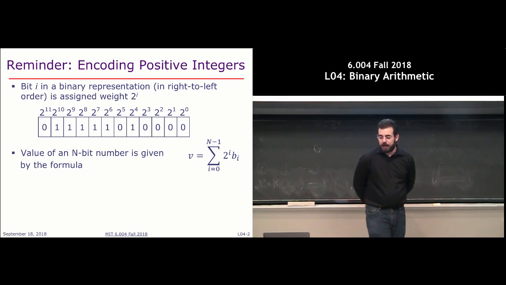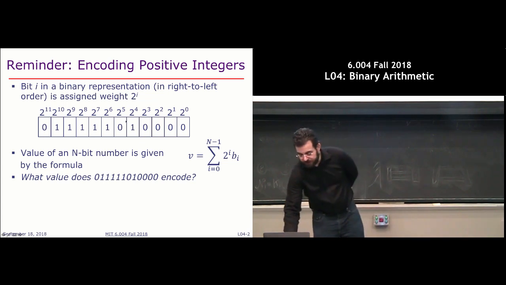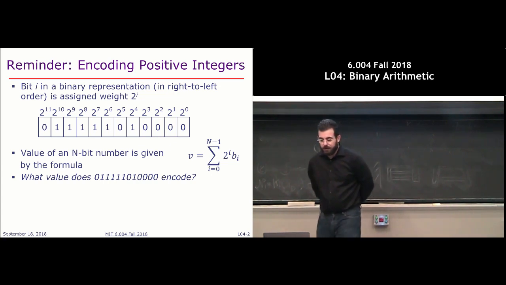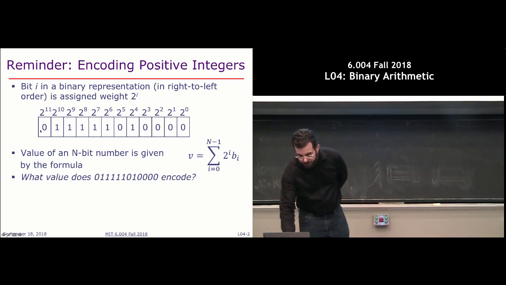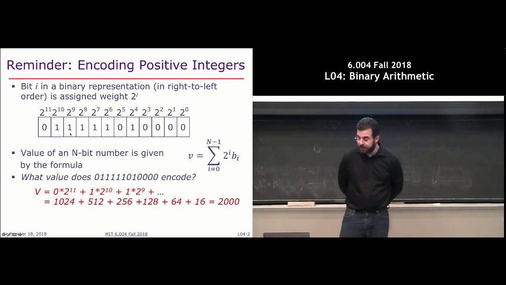And so last time we saw that if you take this number here, it's the same binary string. What value does this encode? Well, you can start going digit by digit. So it's 0 times 2 to the power of 11, 1 times 2 to the 10, 1 times 2 to the 9, and so on. And so if you keep going, you'll get essentially that this is 2000.